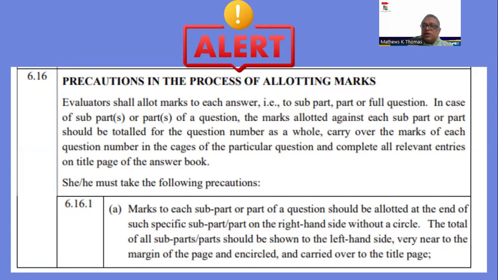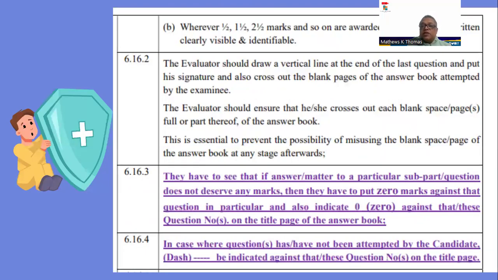Subparts will not be circled. They will be written on the right side, and the total marks will be written along with the question numbers. Wherever the child has written the question number, there you write down the total marks and circle it. I'm going to demonstrate with the help of a paper. Those who are not understanding, I will demonstrate by taking a sample copy and checking it for you, right?